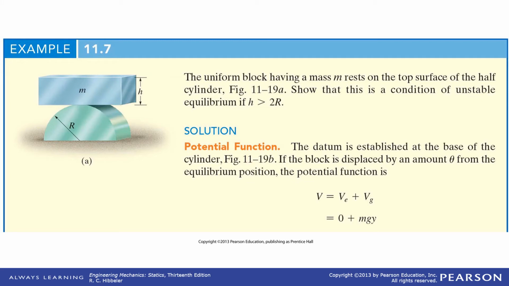Okay, here's an interesting problem. We have a block mass M resting on a cylinder, and it's unstable if H is greater than 2R, so we want this value here to be less than 2R to be stable. Potential function. There's no elastic potential, no spring potential at all. It's just gravitational potential.